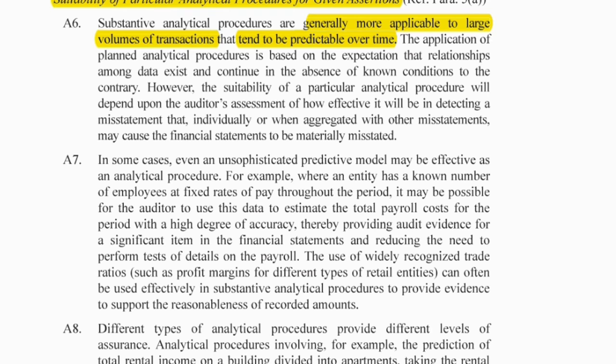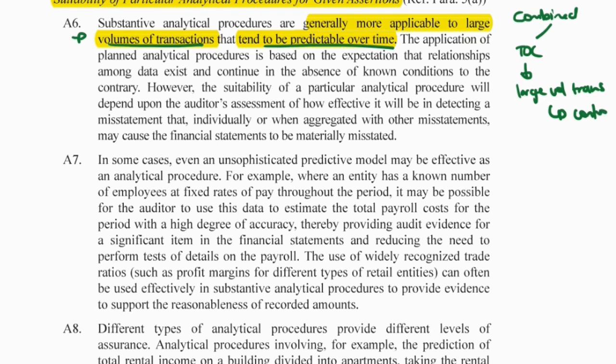Okay, let's go have a look at A6, which tells me if it is suitable. It says it's going to be more suitable when there is a large volume of transactions where we can predict over time. So that's why, guys, remember we said we generally are going to do increased analyticals when we have chosen to go a combined approach. And remember, we choose to go a combined approach where we're going to test controls generally when there is a large volume of transactions, because that is when they would have controls. Because they only implement controls where there are a large volume of transactions.